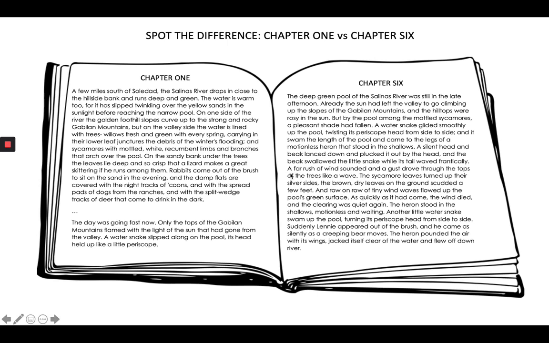A far rush of wind sounded, and a gust drew through the tops of the trees like a wave. The sycamore leaves turned up their silver sides. The brown, dry leaves on the ground scudded a few feet. And row on row of tiny wind waves flowed up the pool's green surface. As quickly as it had come, the wind died and the clearing was quiet again.